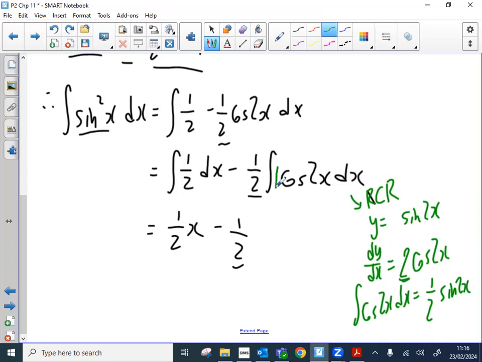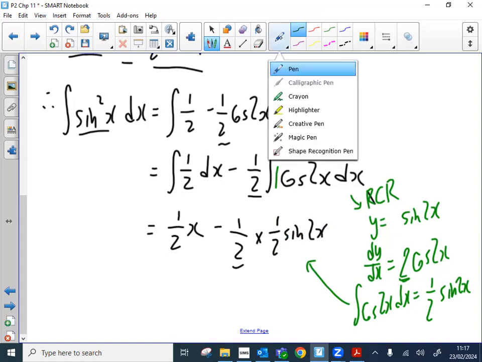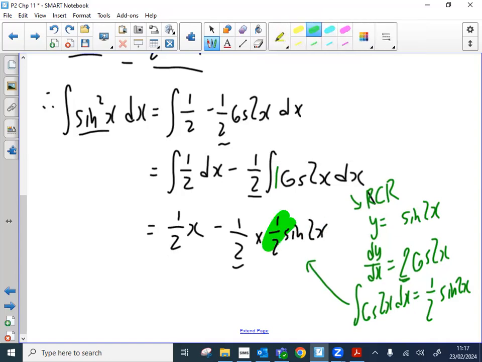The shortcut to integrate cos 2x is, remember with differentiation you multiply by 2, but with integration, instead of multiplying by 2 in the front, you divide by 2. So it'll be a half sine 2x. That one will be here, times a half sine 2x. I'm going to highlight it in a different color to show you where this came from. And of course, we're not going to forget the plus c.